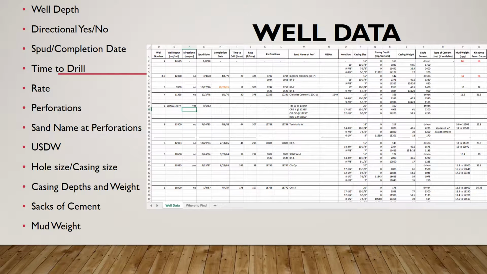The casing weight varied a good bit, but we will use it to get a ballpark idea of what we should use. Sacks of cement. We wanted to be able to get an average of how much cement it takes to drill a well, and knowing how much cement we will need gives us an idea of how much money we will need to budget for cementing. Mud weight. Our mud plan will be strongly based on what the mud plan is from the surrounding wells.